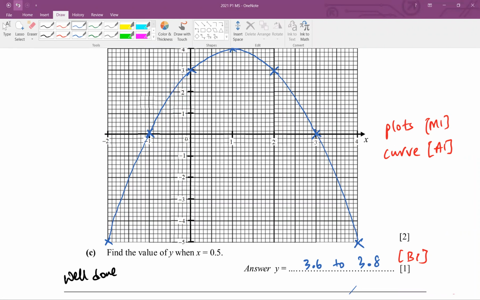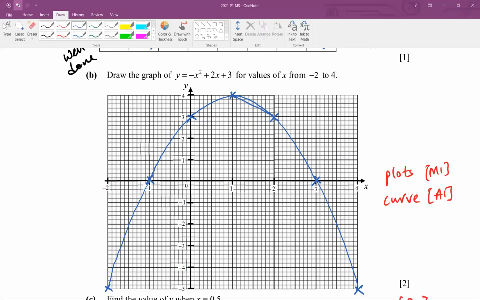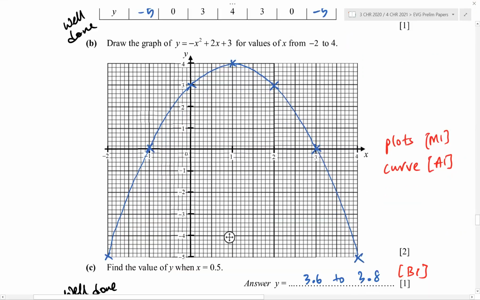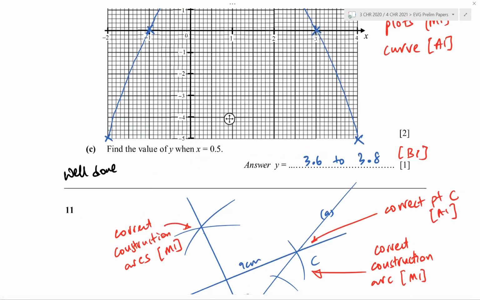What else is not allowed? If your graph, the shape is wrong. If it has a straight line, wrong, -1 mark. So total 2 marks over here. Find the value of y when x is 0.5. Acceptable range, 3.6 until 3.8. Anything beyond that, no mark. So that's well done also.